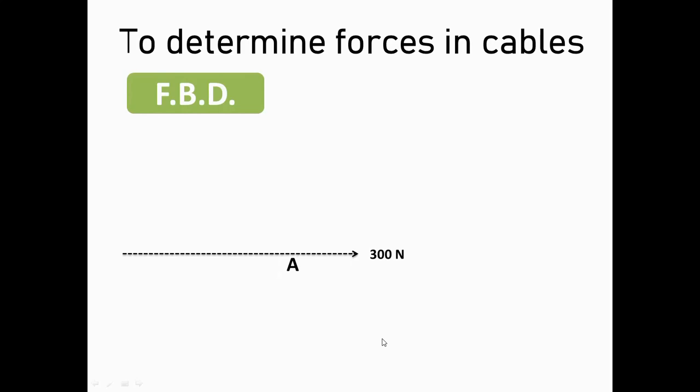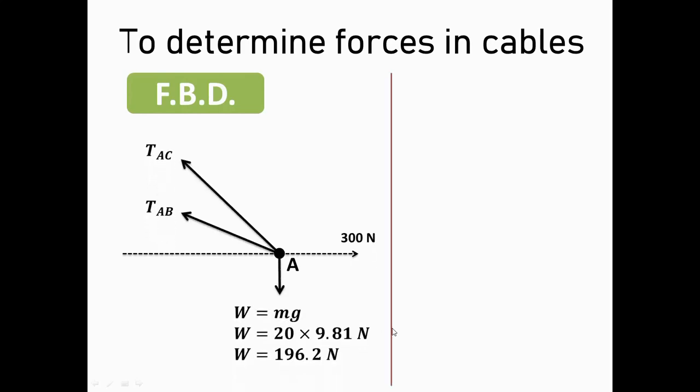So let us draw the free body diagram over here. So weight is always acting in the vertically downward direction. So W is equal to mg, mass is 20 kg. So 20 into g, gravitational acceleration, that is 9.81. So it is 196.2 Newton. So weight W is acting in the downward direction. Horizontal force of 300 Newton is shown over here. Then tension in cable AB is TAB and tension in cable AC is TAC.